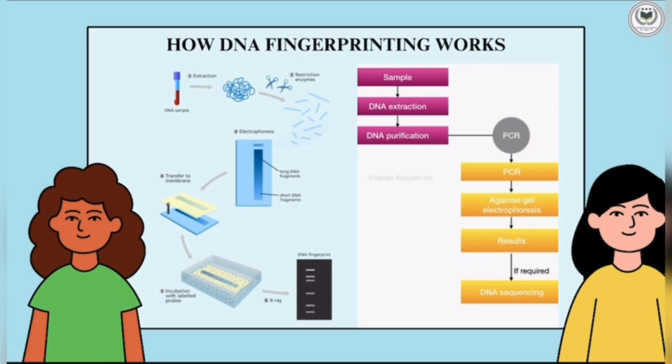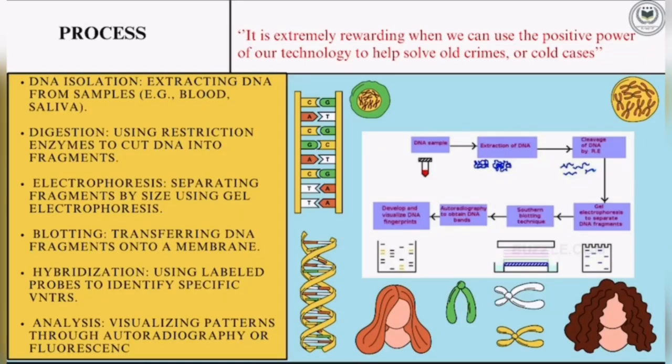Seventh, hybridization with DNA probes. The membrane is exposed to radioactive or fluorescent DNA probes that bind to specific DNA sequences, highlighting the targeted regions. Eighth, visualization. The pattern of DNA bands is visualized using X-ray film or fluorescence imaging. This pattern is unique to each individual except for identical twins.